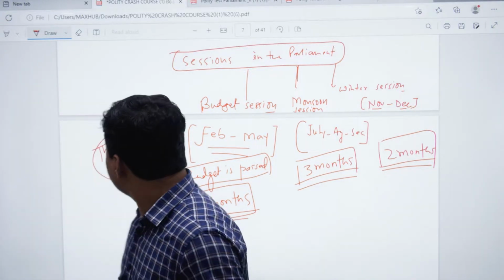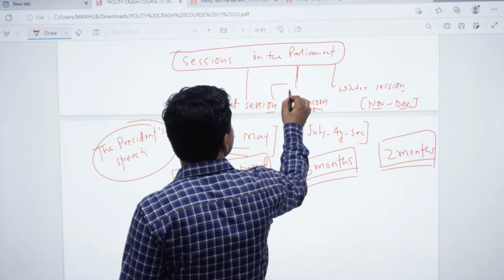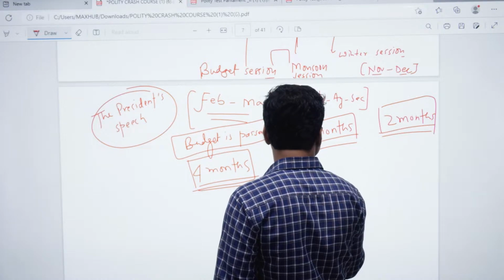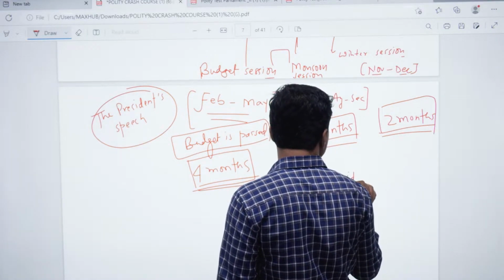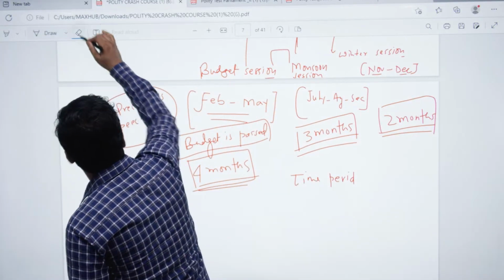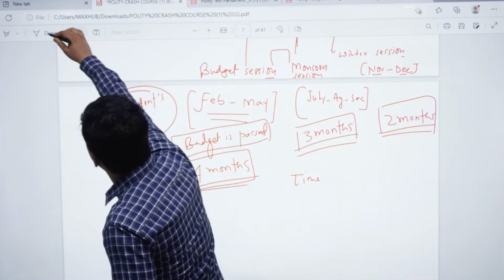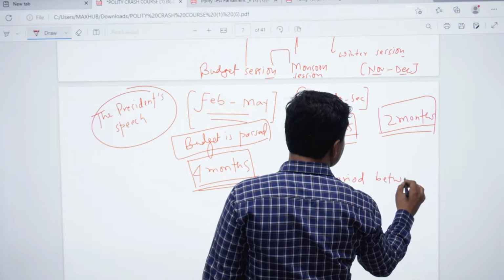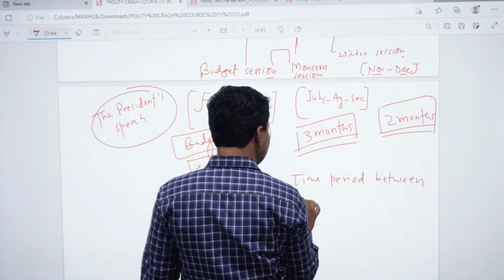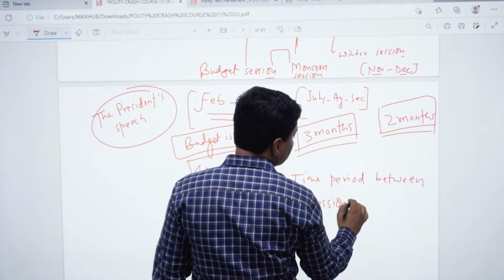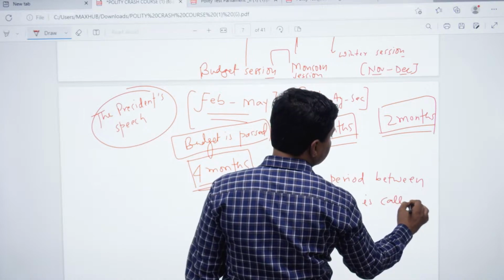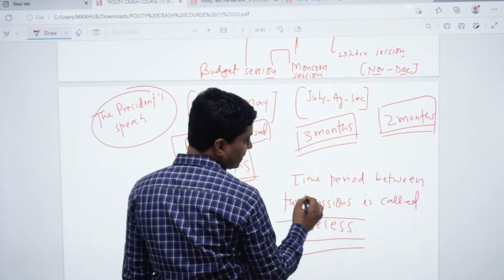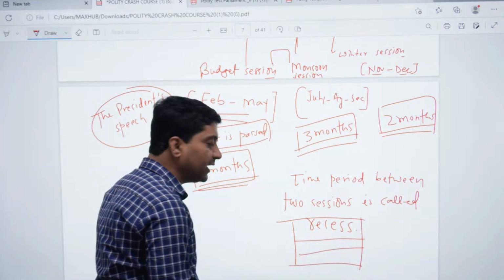Right. And the time period between 2 sessions is called recess. उसको रिसेस कहा जाता है. वो जो छुट्टी में जाते हैं उसको रिसेस कहा जाता है. जब पार्लियामेंट नहीं चलता है उस टाइम को हम क्या कहते हैं? रिसेस.